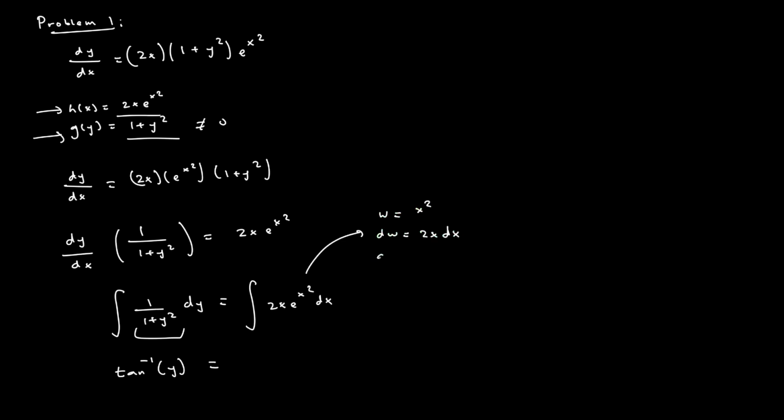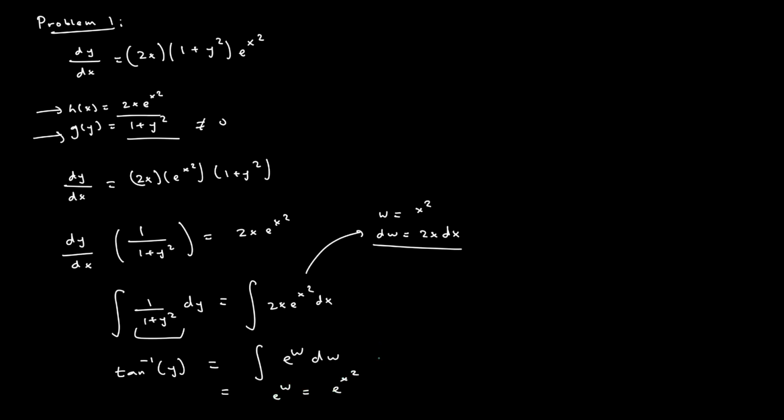And then dw over 2 is equal to, or actually we don't need to do that. So we get dw is equal to 2x dx, and we have everything to perform our substitution. So that's the same thing as the integral of e to the power of w dw. And then continuing on this path, the integral of that is simply e to the power of w, and then resubstituting in the value for w, we get e to the power of x squared.